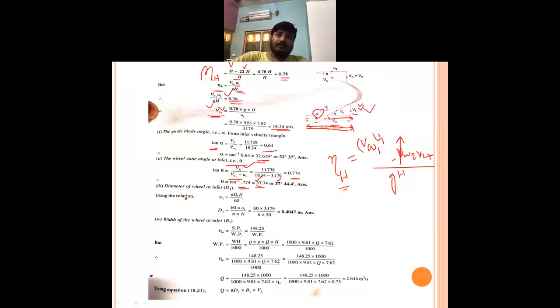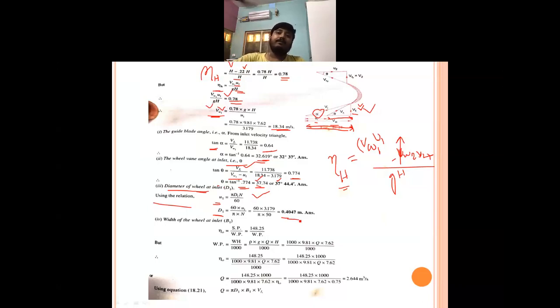Okay. Now the diameter of the wheel at the inlet. How to get it? Simple, using the relation U1 is equal to pi D N by 60. So N is given as 50 rpm. D1 is given. Oh, sorry, D1 you have to find. U1 is given. So we'll find out D1 as 0.4047 meter. Okay, clear? So we have got the diameter.